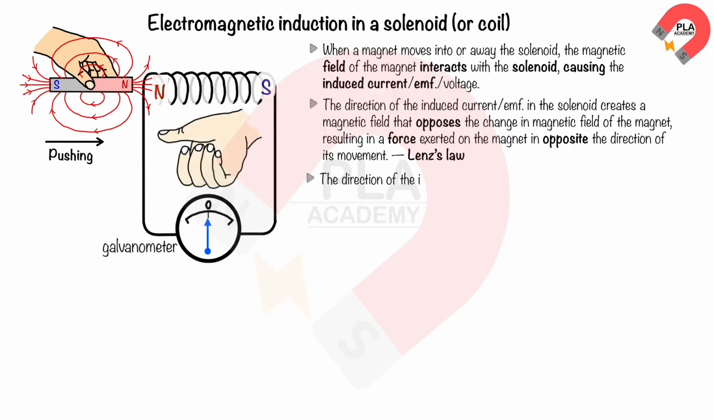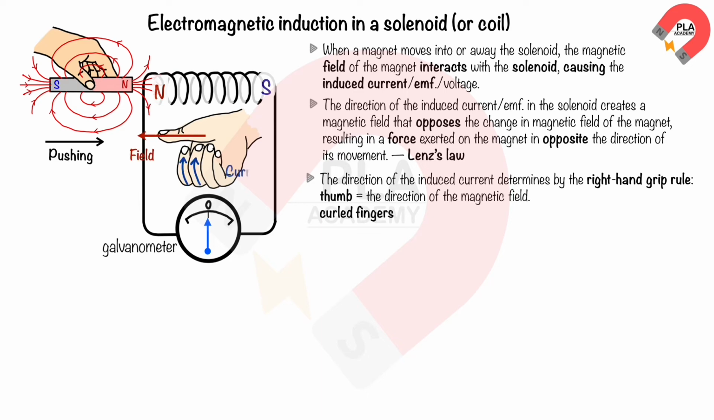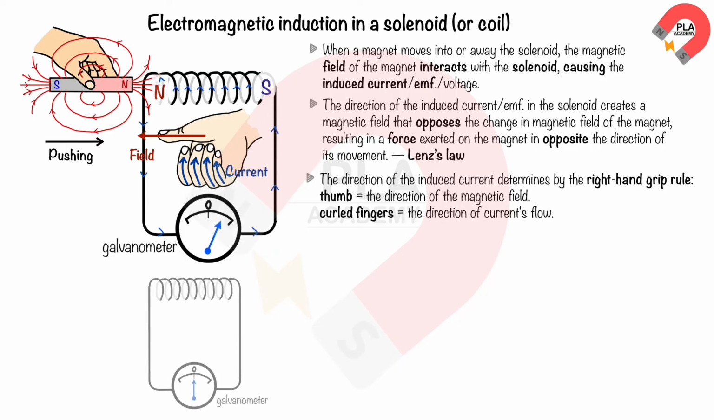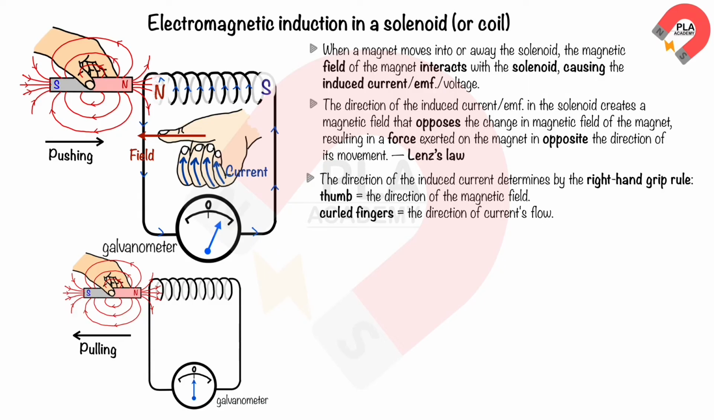The right-hand grip rule determines the direction of the induced current, with the thumb pointing along the magnetic field, and the curled fingers indicating the direction of the current's flow. When the magnet is pulled away from the solenoid, the left end of the solenoid becomes a south pole, creating an attractive force that pulls the magnet back. This change in magnetic field direction also causes the induced current to reverse its direction.